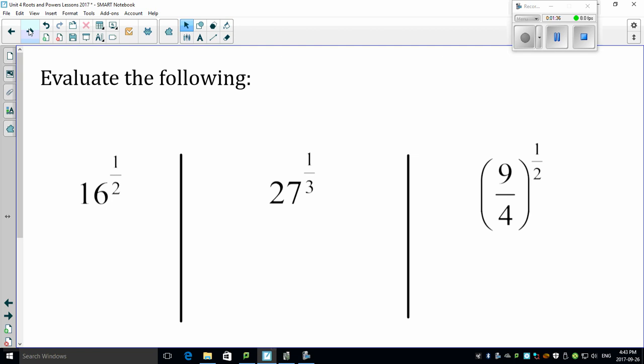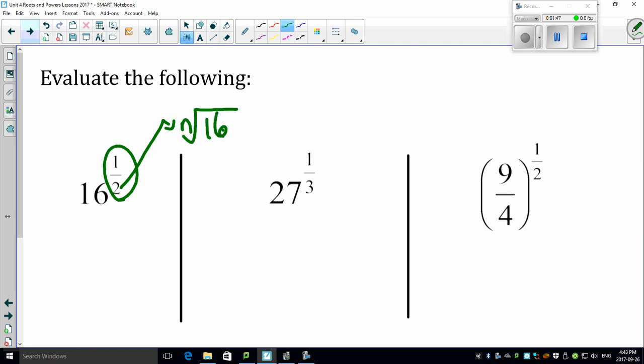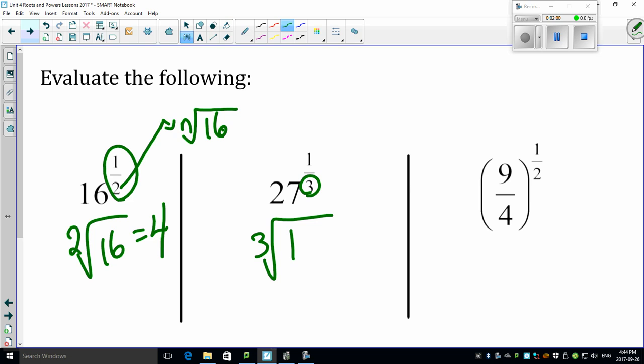Let's look at this mess right here and how to figure it out. Well, if you remember, this just means that n goes right here to the 16. So this is like saying the square root of 16, which we all know is 4. But what happens if that exponent now is a third? Well, that third goes right here, the cube root of 27, which is 3 times 3 times 3, we know is 3.